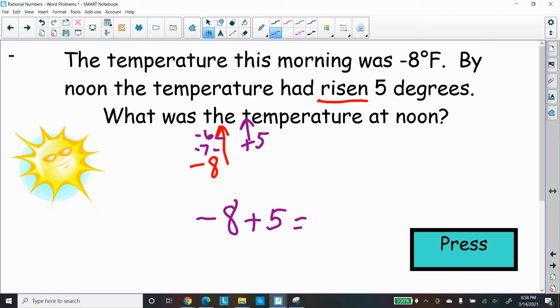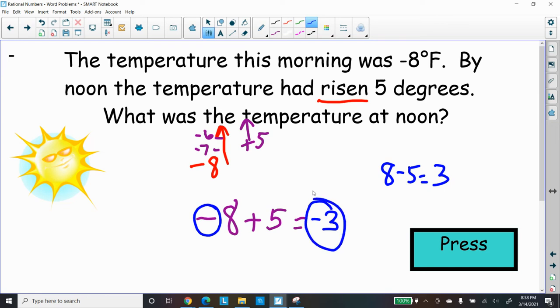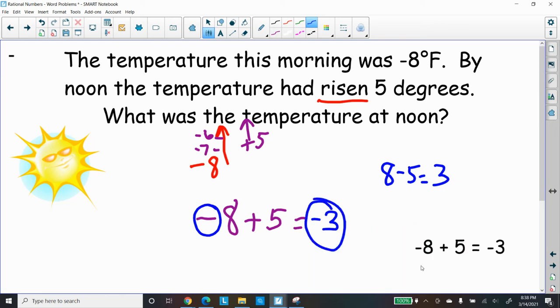So if you remember the rules for adding integers, I subtract the numbers. 8 minus 5 would be 3, and I choose the sign of the larger digit's number, which would be the 8 because it's larger than 5. That means my answer would be -3. So it'd be -3 degrees. Or if I kept counting up here, I would count up to -3. So my answer at noon is going to be -3 degrees. And there's our work. So still cold, but hey, that's a temperature problem.